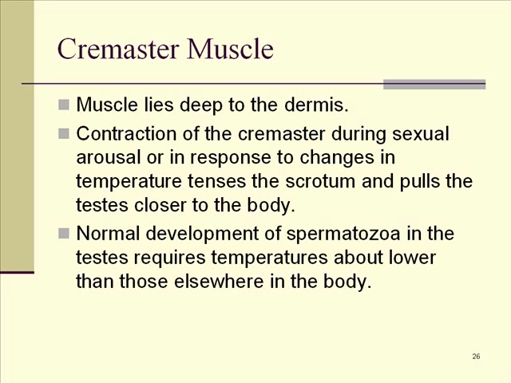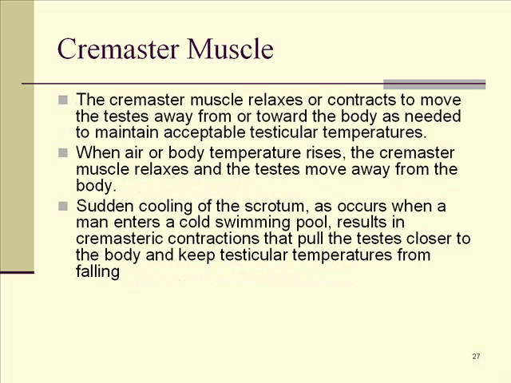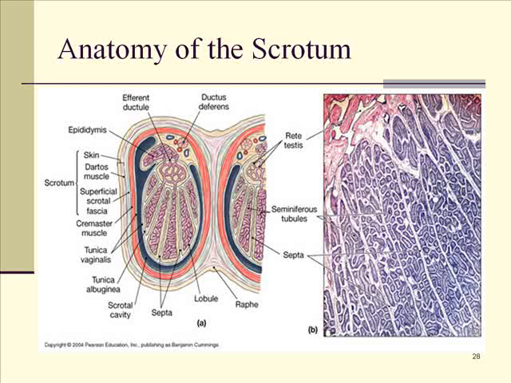In some societies, one form of birth control is for the men to take hot baths or saunas before having sexual intercourse, because it elevates the temperature of the spermatozoa, and the sperm are not viable, and so it's one method of birth control. Now, that's not 100%, I wouldn't go out and promote that, but in some societies that's a form of birth control, and it's reasonably effective. The cremaster muscle, again, relaxes and contracts, moving the testicles away from or toward the body as needed to maintain acceptable testicular temperature. A sudden cooling of the scrotum, which can occur when entering cold environments like cold swimming pools, the example that your book gave, will cause contraction.